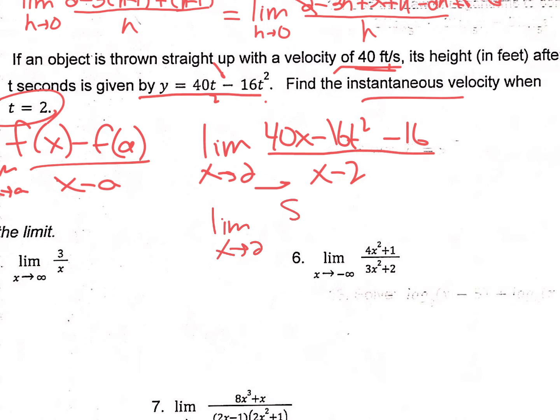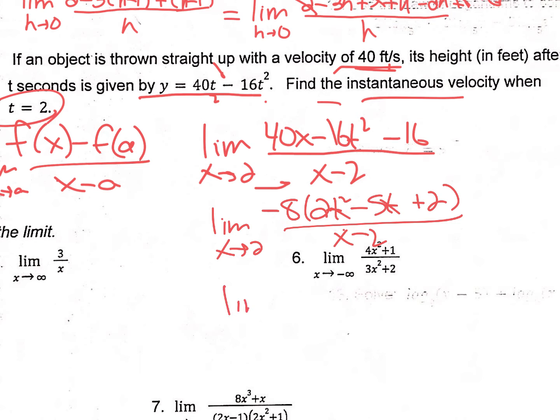I'm going to factor out an 8 off my numerator. If I do that, I'm also going to rearrange things. I'm going to factor out a negative 8 actually, so I can have a positive 2x squared, a negative 5x, and a positive 2 all over x minus 2. I changed the t's there, sorry. I'll change it back to x as x. There we go. So next step, limit as x approaches 2.